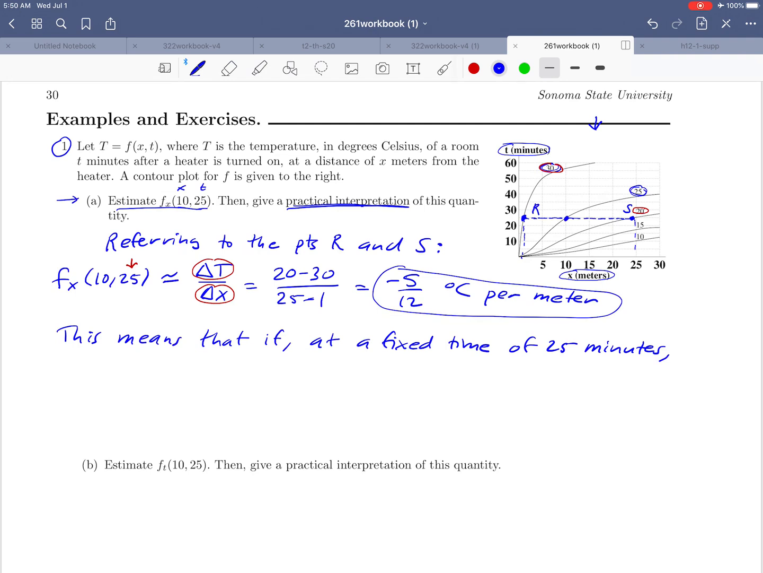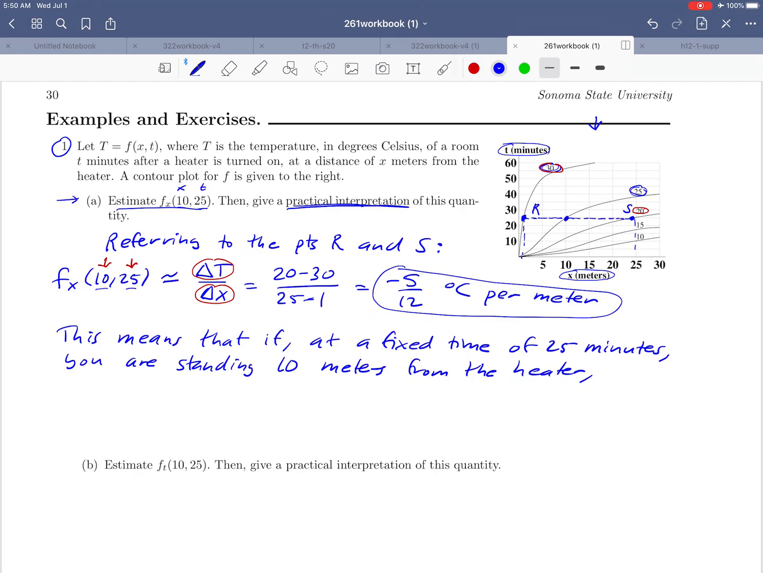Okay, t is not changing. And then we might explain what's the meaning of the 10 here. Okay, well, that has to do with our position. So at a distance of 10 meters away from the heater, okay, that kind of explains these two parts of the statement.